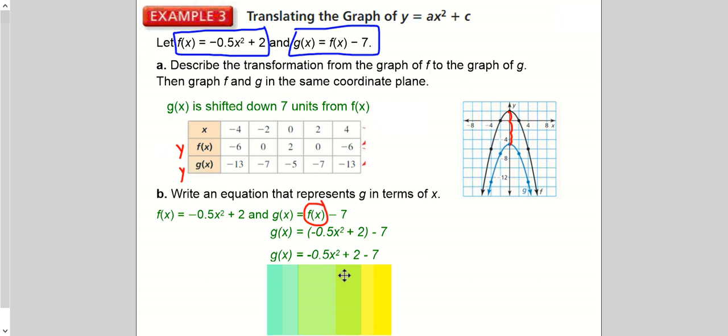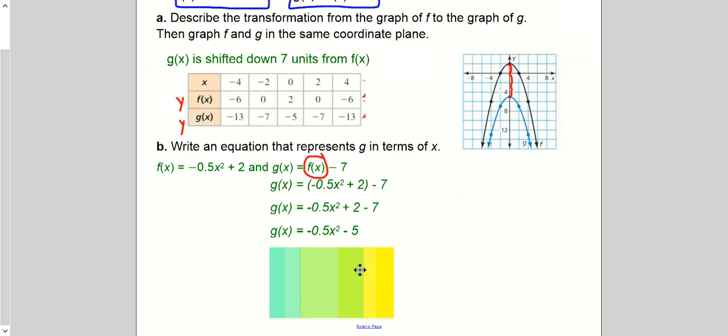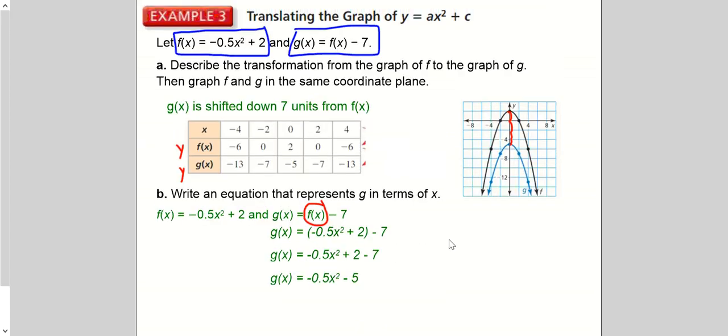We can let go of the parentheses. There's nothing to be multiplied. And then plus 2 minus 7, combine like terms. What's plus 2 minus 7 give you? Minus 5. So g of x equals negative 0.5 x squared minus 5. And that's example 3.